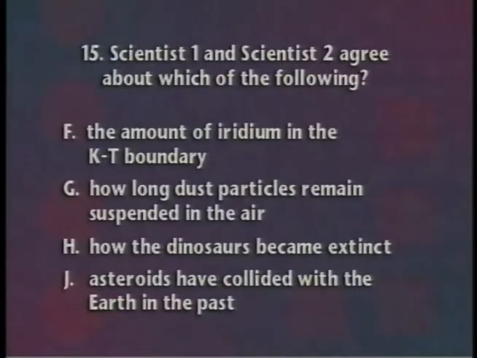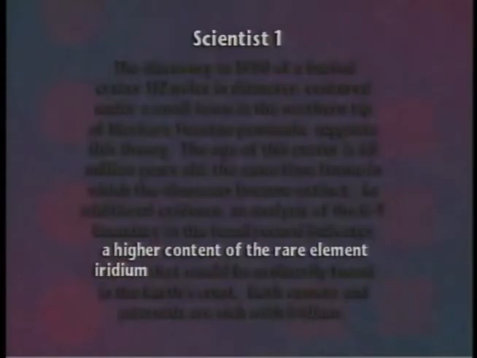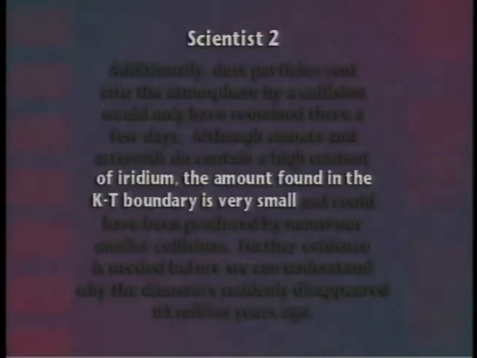Scientist 1 and Scientist 2 agree about which of the following? This is a comparison question, asking us to determine a point on which Scientist 1 and Scientist 2 agree. Let's look at each option separately. The amount of iridium in the KT boundary. Well, the two scientists disagree on this point. Scientist 1 indicates a higher content of iridium. Scientist 2, that iridium is very small.